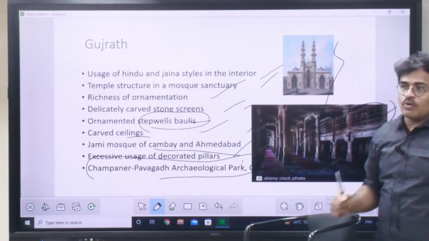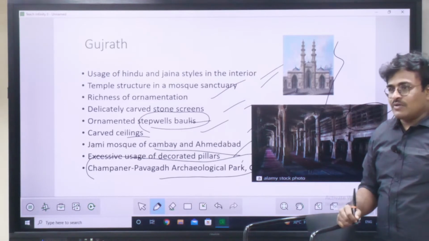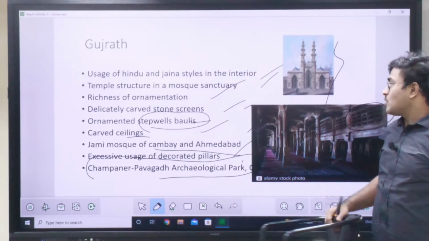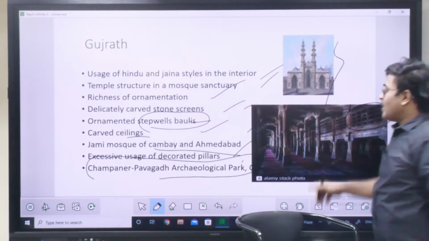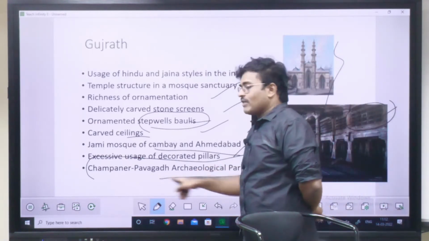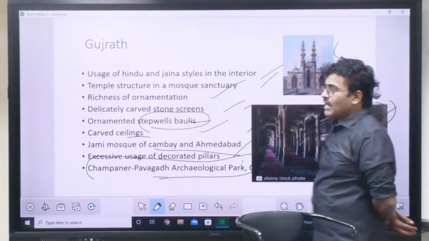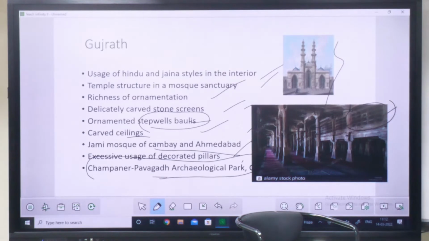I talked about him. Bahadur Shah is a prominent one. He is a successor of Muhammad Begada. Muhammad Begada is the person who constructed this Champaner-Pavagadh. You write it down: Muhammad Begada, Champaner-Pavagadh Archaeological Park.